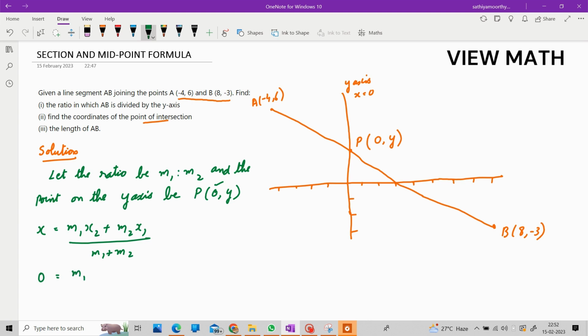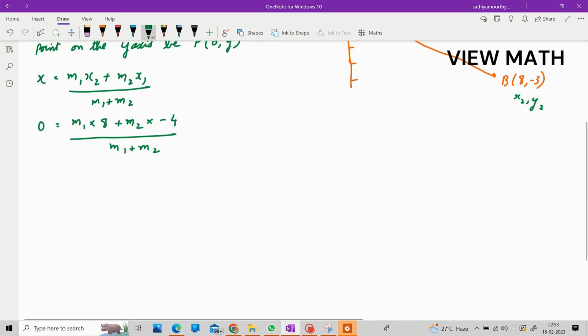m1 I need to find out, let me keep it as it is. So this is my x1, y1 and this is x2, y2. Now let me substitute. x2 is 8, plus m2, which I have to find out, into x1 which is minus 4, divided by m1 plus m2. If I bring m1 plus m2 to the left hand side, it becomes 0. So 0 is equal to 8 m1 minus 4 m2. Let me bring this 8 m1 to the other side: minus 8 m1 is equal to minus 4 m2.